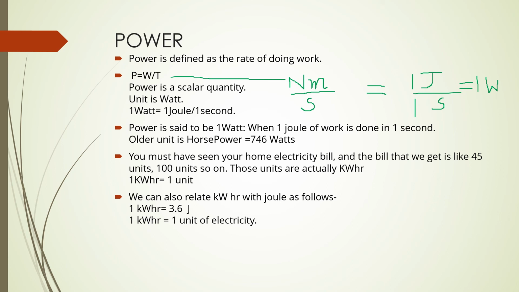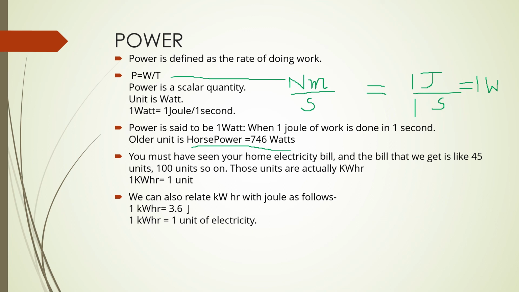The older unit is horsepower. That is very, very important. 1 horsepower is equal to 746 watts. This question always comes in competitive examinations: which is the older unit of power? That is horsepower, and 746 watts is equal to 1 horsepower, isn't it? Traditionally we consider the horse a strong animal, hence the name horsepower.